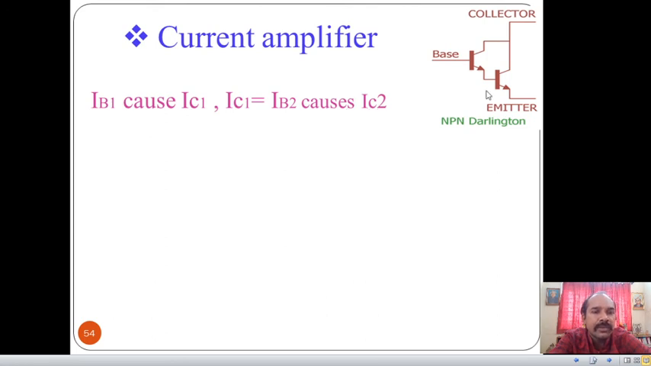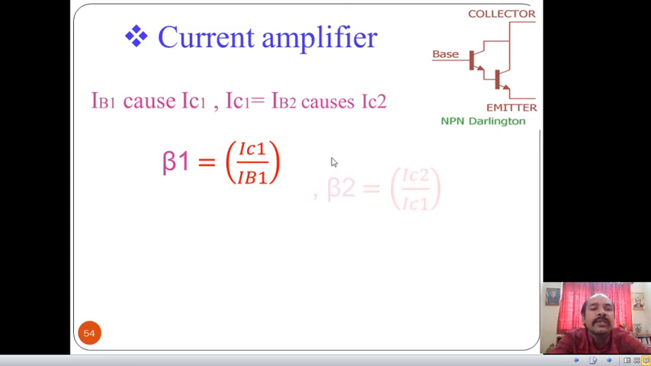When we give the input current at this point, it generates output current, that is, IB2 causes IC2. Next, beta is nothing but the current gain of transistor Q1, so output current divided by input current. Input current is IB1, output current is IC1. So beta 1 is equal to IC1 divided by IB1. Similarly, beta 2 is nothing but IC2 divided by IC1, because IC1 is nearly equal to IE1, and IE1 is nothing but IC1. So IC1 acts as an input and IC2 acts as an output. So beta 2 is IC2 divided by IC1.